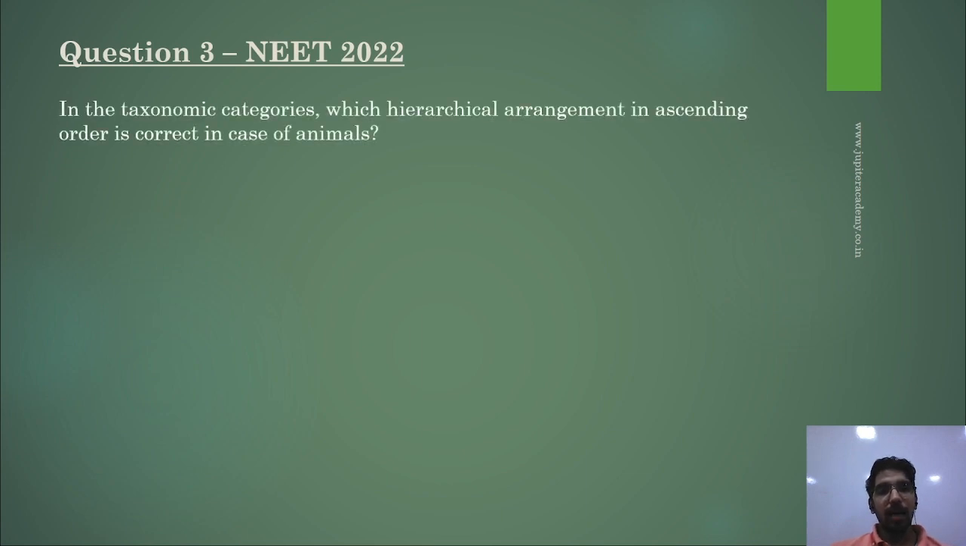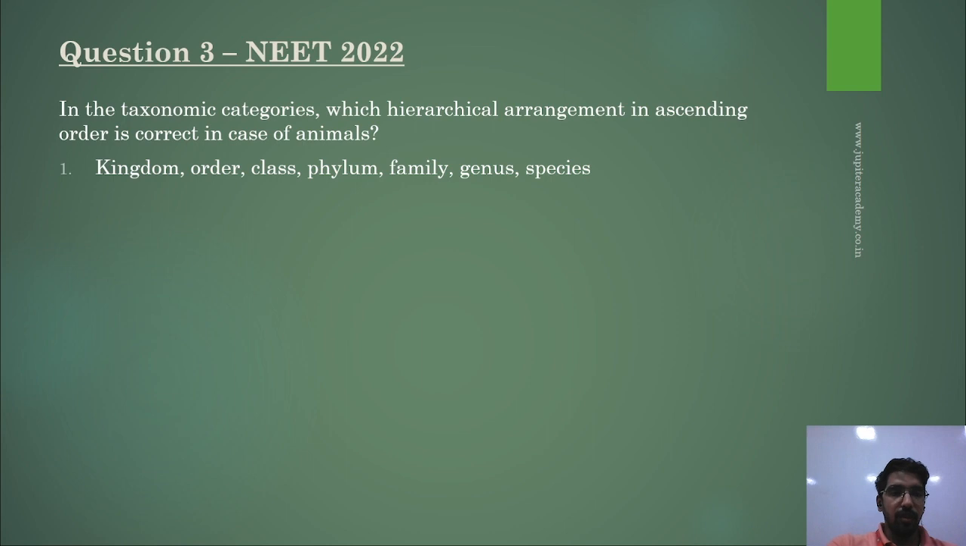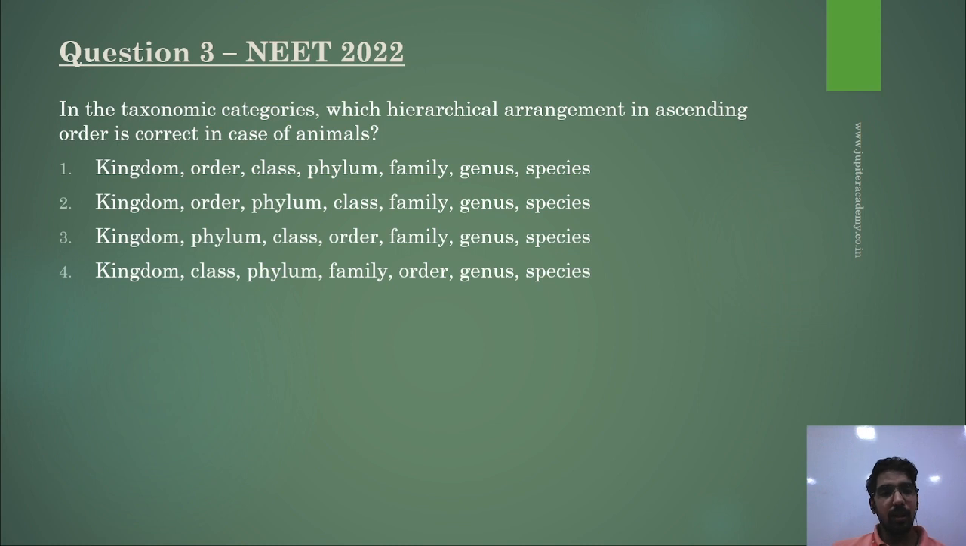Next is question number 3, which is from NEET 2022. In the taxonomic categories, which hierarchical arrangement in ascending order is correct in case of animals? So there's a hierarchy given. Even though it says ascending, the orders are given in descending order, meaning from kingdom to species. Since all the options are the same in this respect, let us go with the descending order. Which one is the answer? The answer is number 3, where the order is kingdom, phylum, class, order, family, genus, species.